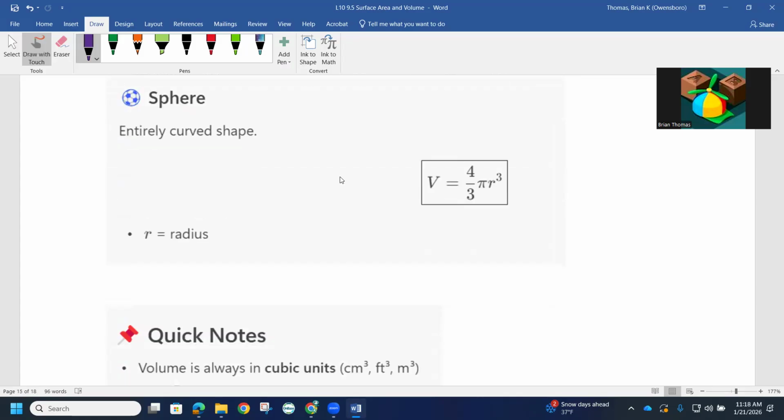So a sphere has its own little formula. 4/3 times pi r cubed is how we find the volume of a sphere.